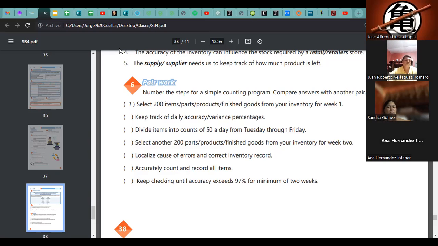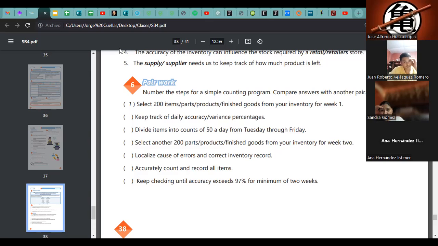So that would be a very good example of a counting program in a warehouse. That depends on the way that you do it. For example, there are some companies like factories that take 2 or 3 days and count everything. And they check the variance between what the system says that you have and what you really counted. So they close operations and they start counting.